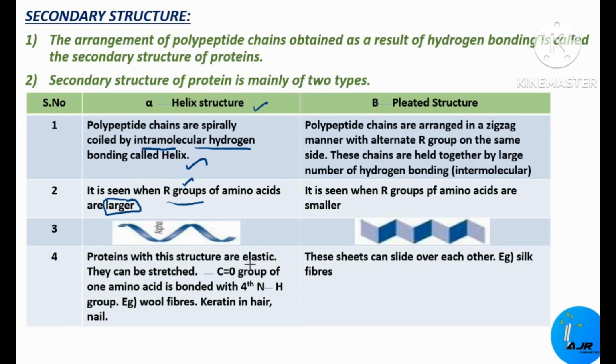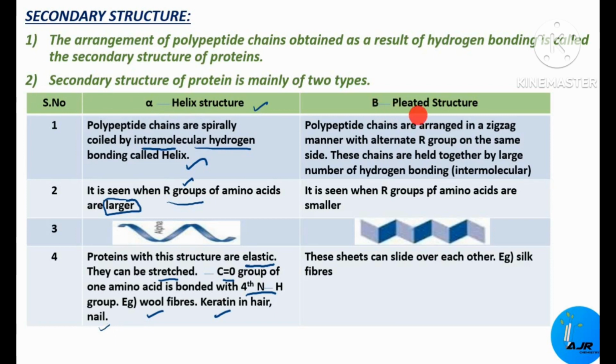If the protein has an alpha helical structure, it is found to be elastic, and can be stretched. Moreover, the C double bond O group of one amino acid is bonded to the fourth NH group. Examples for this are wool fibers, and keratin in hair and nail, which have the alpha helical structure.